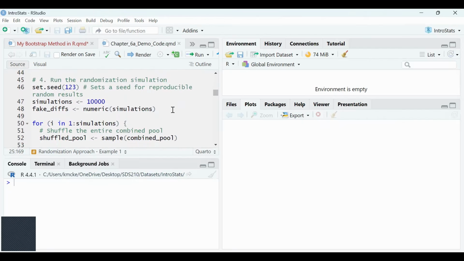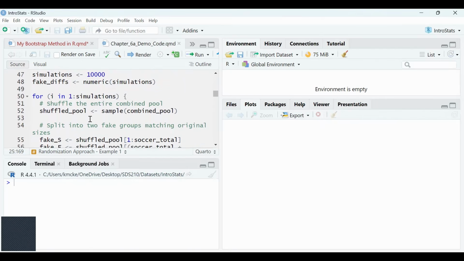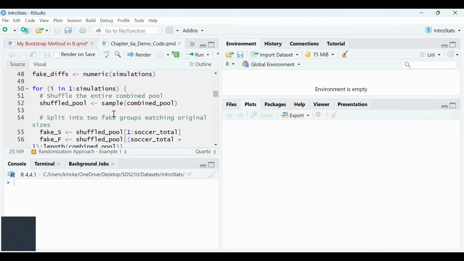So then we're going to run the randomization simulation. We're going to set a seed at 1, 2, 3 so that we have reproducible results. We're going to run 10,000 simulations, and fake differences are going to be a numeric vector in the number of simulations. And then for 1, 2, 3, all the way up to 10,000, we're going to shuffle the pool and we're going to sample it. Okay.